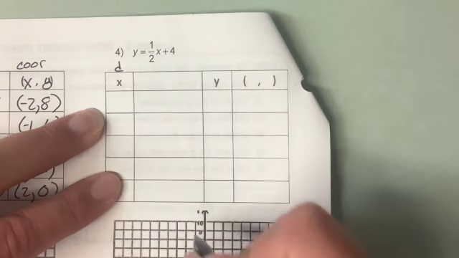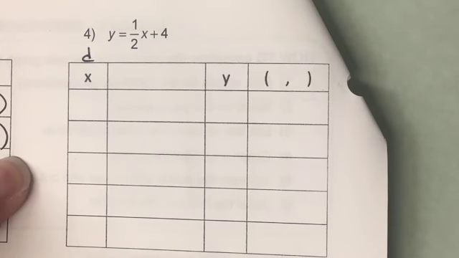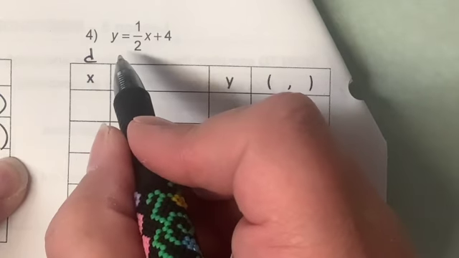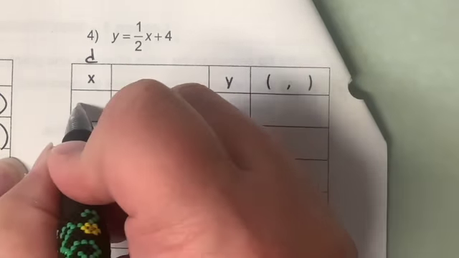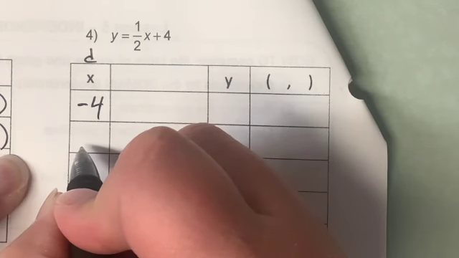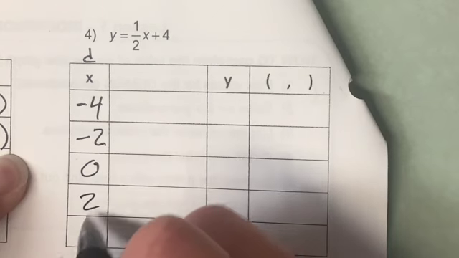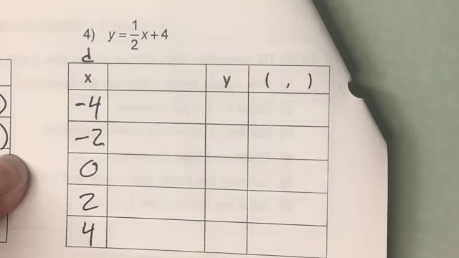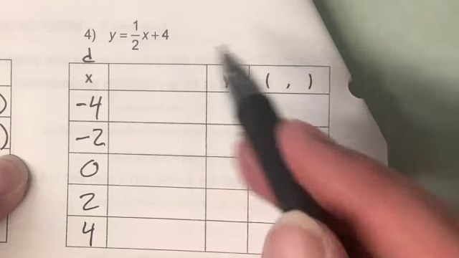Domain. Oh, I got a fraction again. Let's look at that a little bit bigger. If you have a fraction, I would like you to look at the denominator and pick numbers that you can divide by the denominator. The denominator here is 2. So what can I divide by 2? 4. So negative 4. 2 can be divided by 2 and negative 2. And 0 and 2 and 4. So I pick my domain based on my denominator.